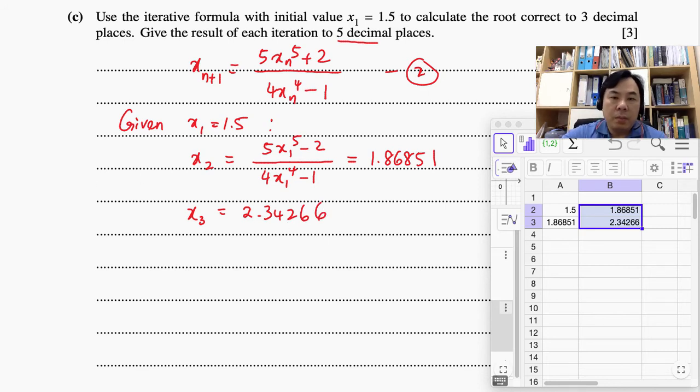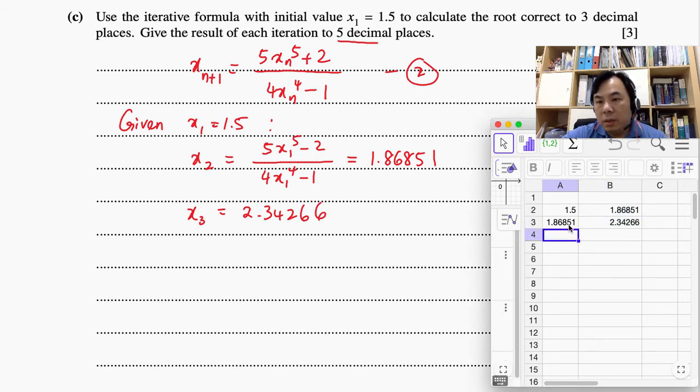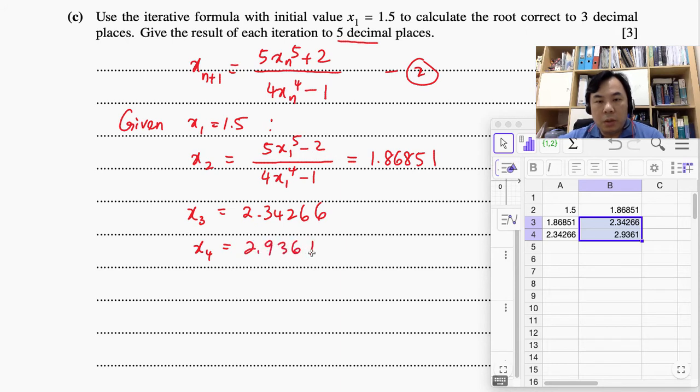2.34266. And then by continuing further, I would be able to obtain my x4 here to be 2.9361. Okay, 9361. Then I'm going to proceed on further. x5 is 3.67576, and then I'm going to proceed on further.